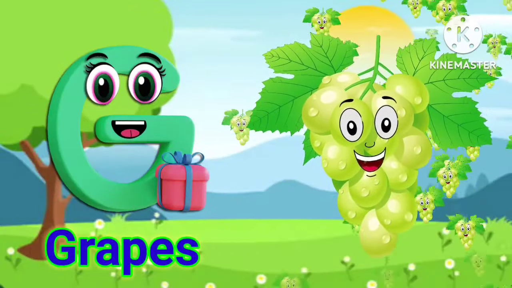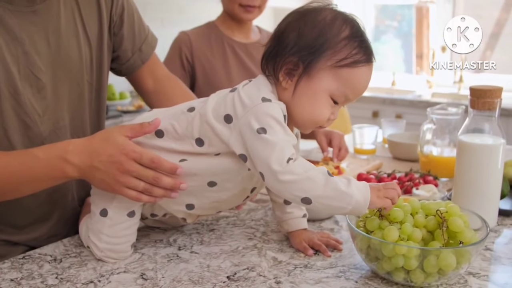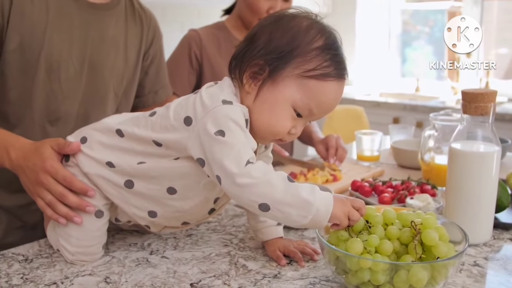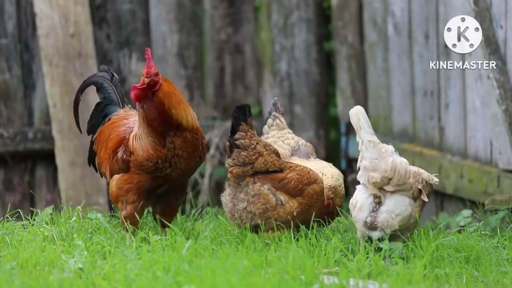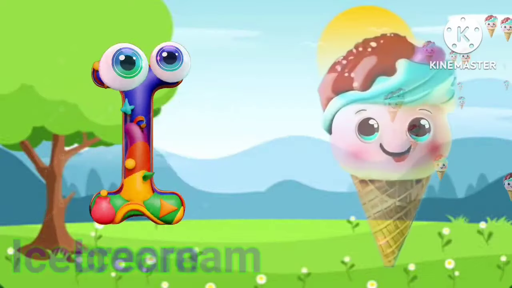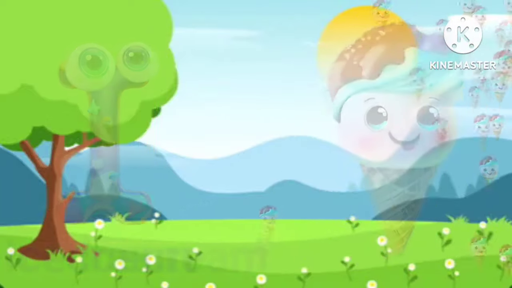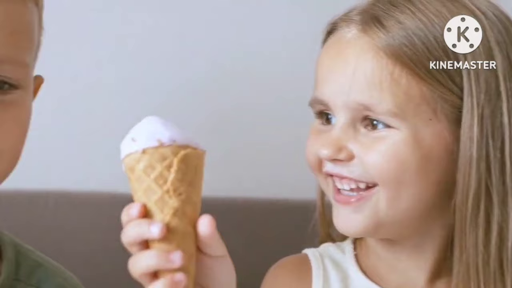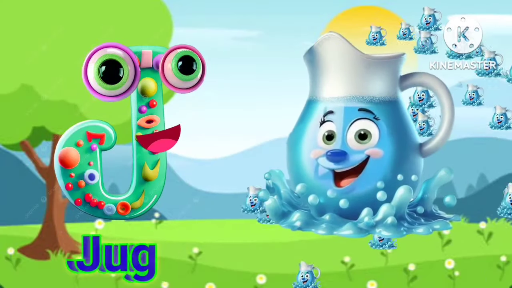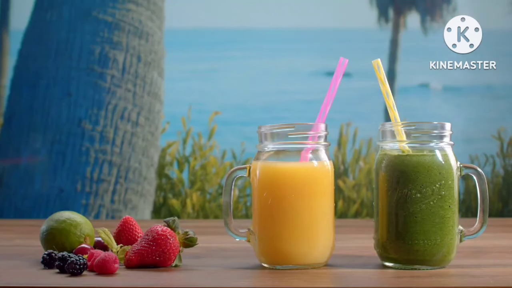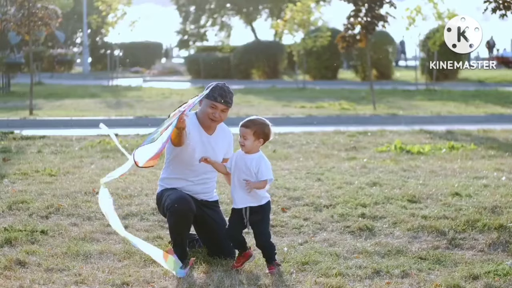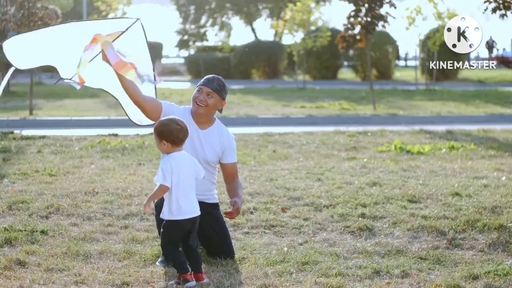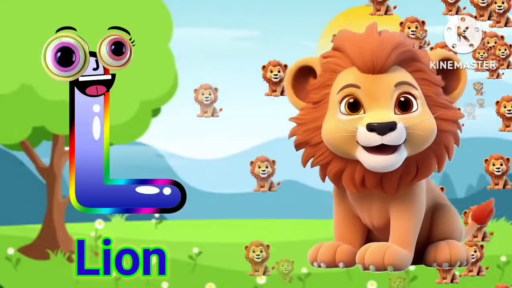G for grapes. H for hand. I for ice cream. J for jug. K for kite. L for lion.